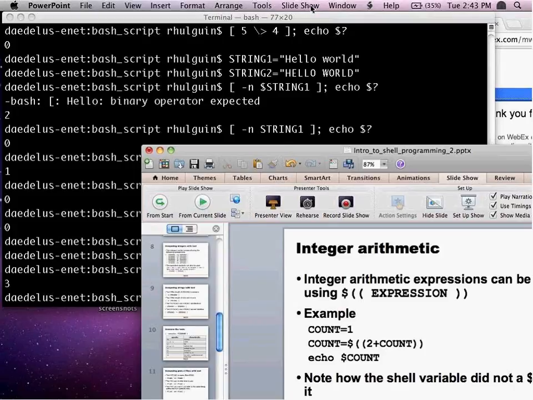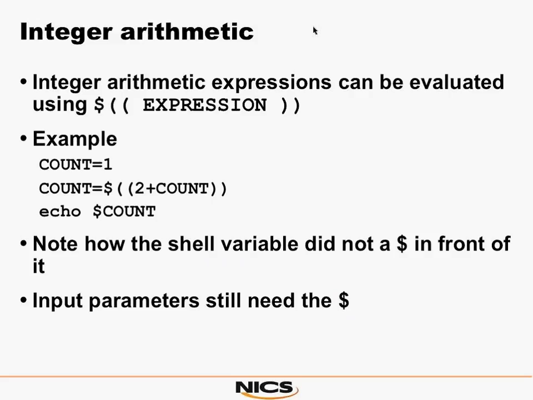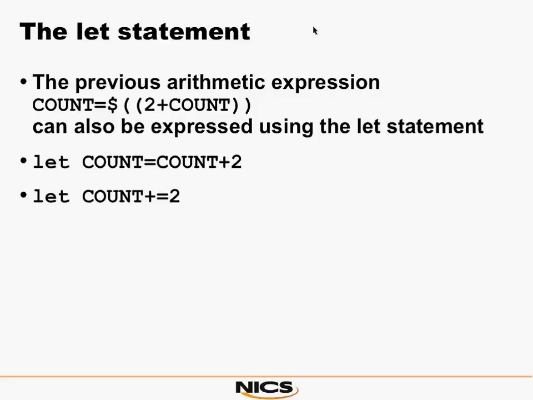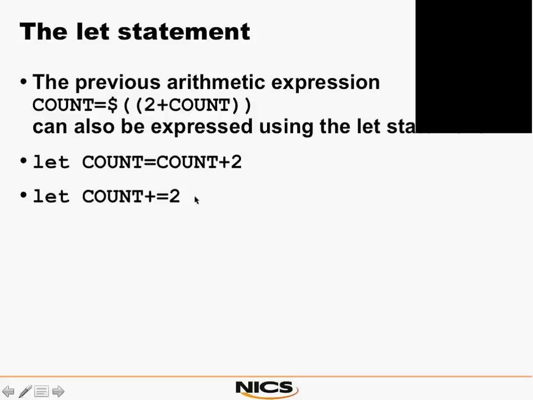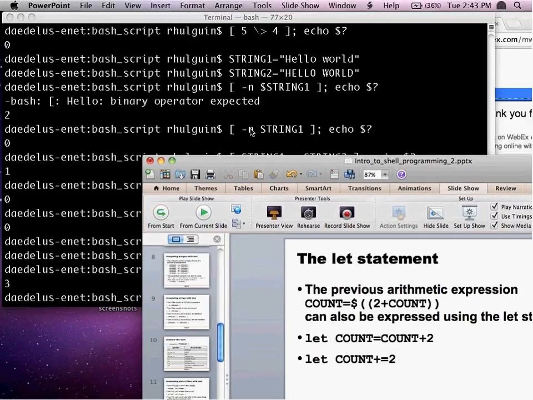All right. Right along. So this example here can also be done using the let statement. You see this in some scripts. Instead of count equals the whole $ parentheses expression, you can simplify that by saying let count equals count plus 2. Or even further, you can use the C notation, let count plus equals 2, for short. I'm going to show that real quick.